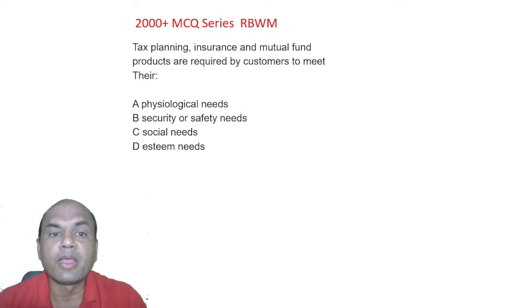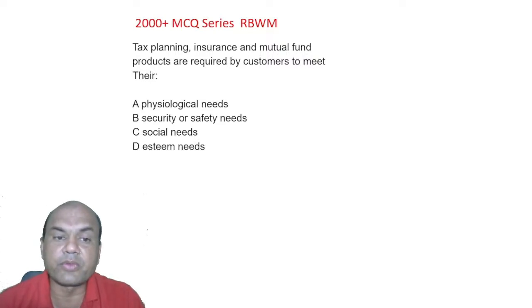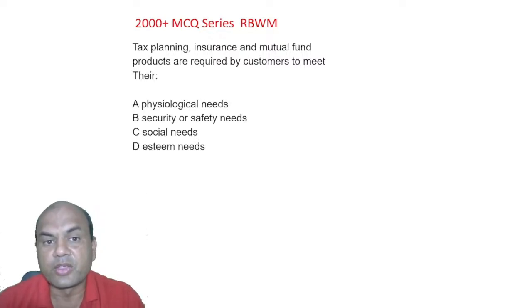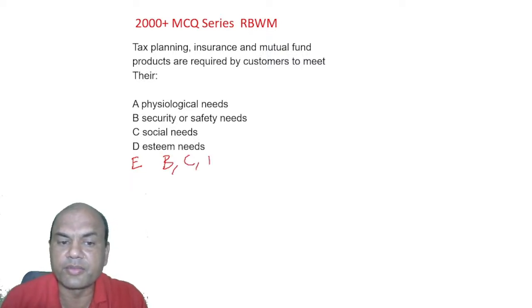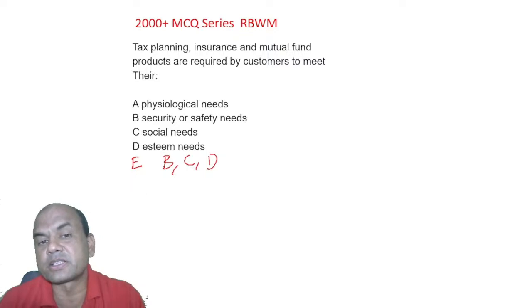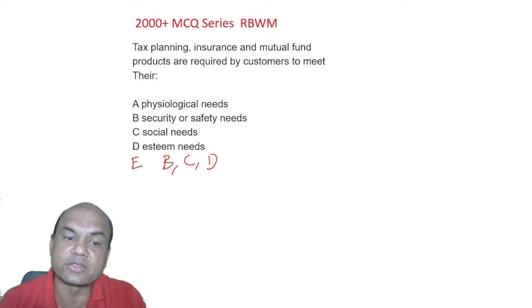Tax planning, insurance, mutual fund products are required by the customers to meet their physiological, security and safety, social and esteem needs. So what are they needed for? Physiological, security and safety, tax planning, insurance and mutual fund products. Okay, I'll give you the E option also. E is B, C and D. So this B, C and D option is correct because tax planning, insurance, mutual funds are used by the second level person also, safety, social needs also, esteem needs also. All these 3 use it. Okay, so it is E, all of the above.